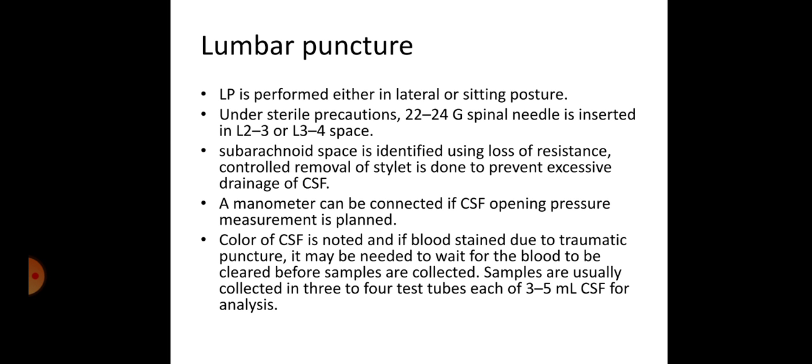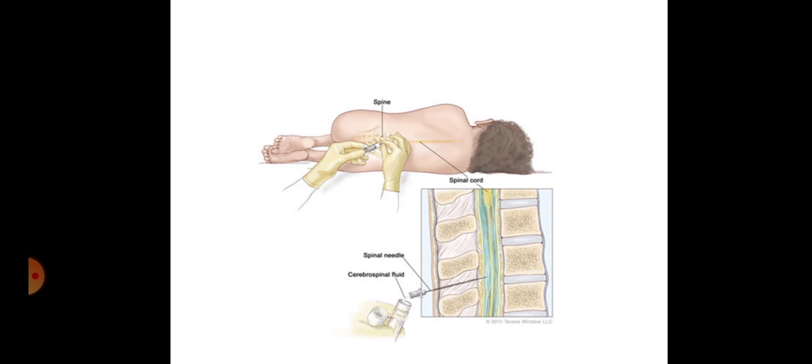A manometer is used to measure the CSF pressure. The color of the CSF is noted, whether it is clear, turbid, or traumatic. And various samples are collected in 3 or 4 test tubes, 3 to 5 ml each. This diagram shows the procedure of lumbar puncture, in which a spinal needle is inserted into the L2, L3 space into the subarachnoid space to collect the CSF.